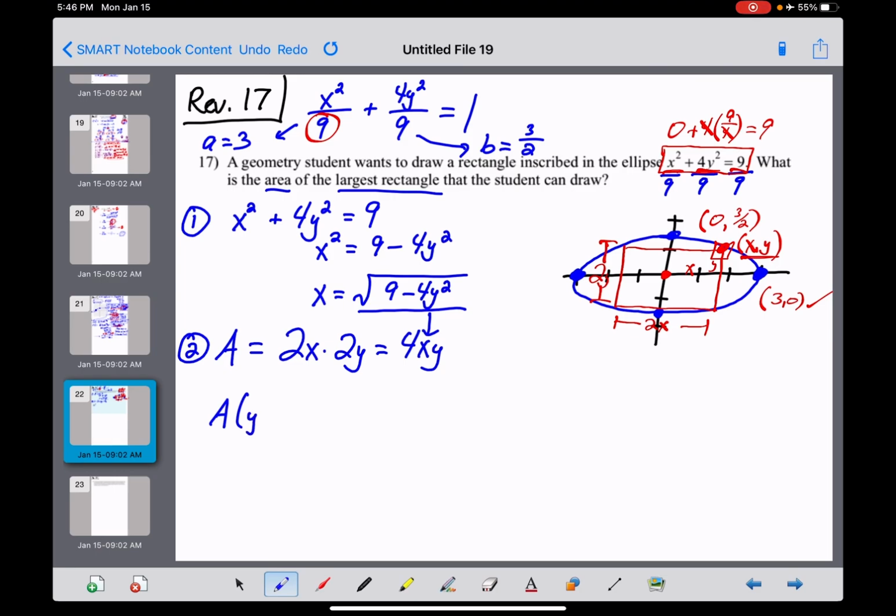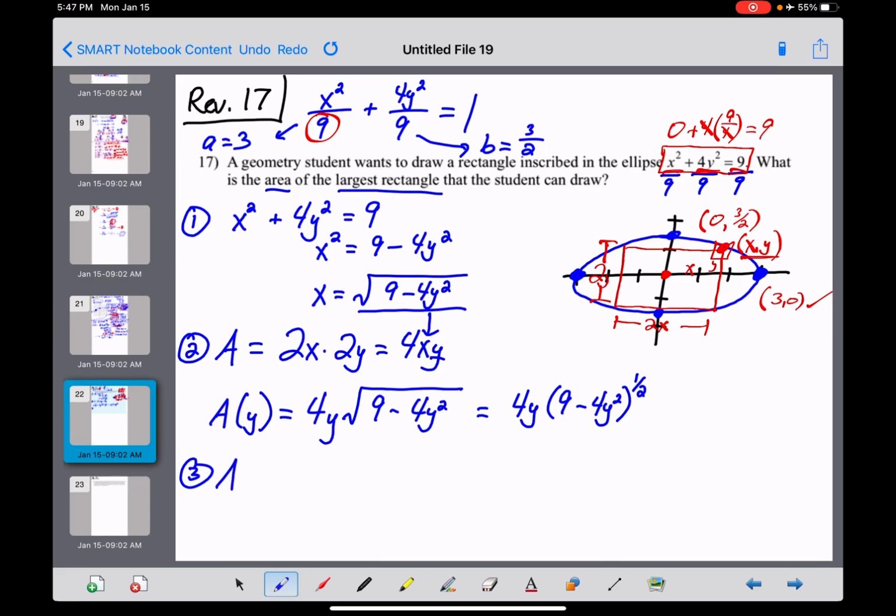And I'm going to make that substitution right in there for that x. So area as a function of y is going to be 4y, and the x gets replaced by this square root of 9 minus 4y squared. And because of the square root there, even if I took the time to rewrite this as 4y times 9 minus 4y squared to the 1/2 power, distributing the 4y isn't an option because of that 1/2 power there. So I'm going to have to leave A of y right there and move on to step 3, where things might get a little bit ugly.